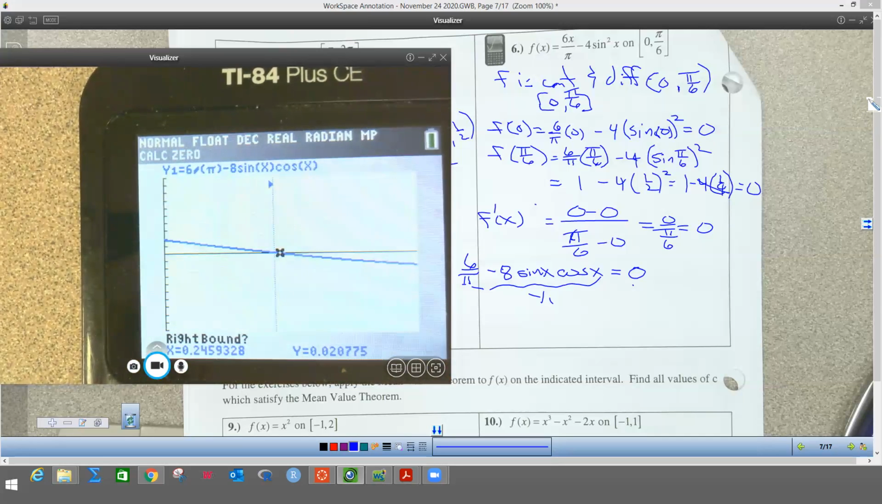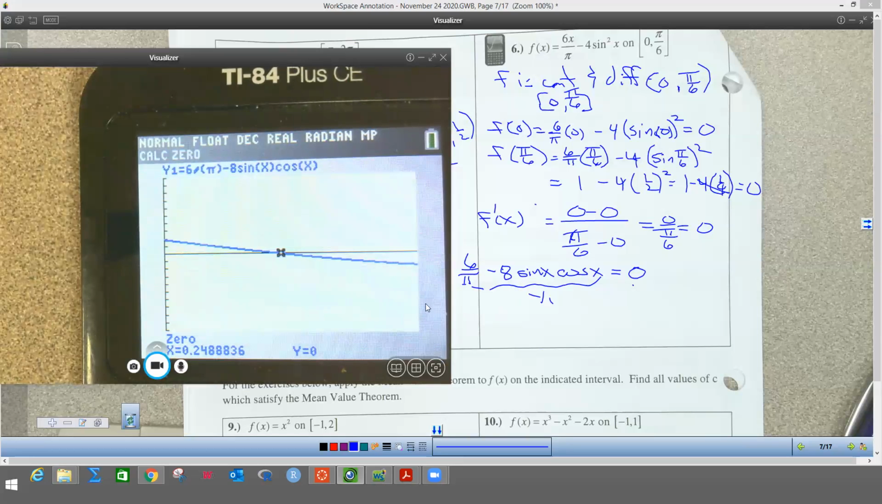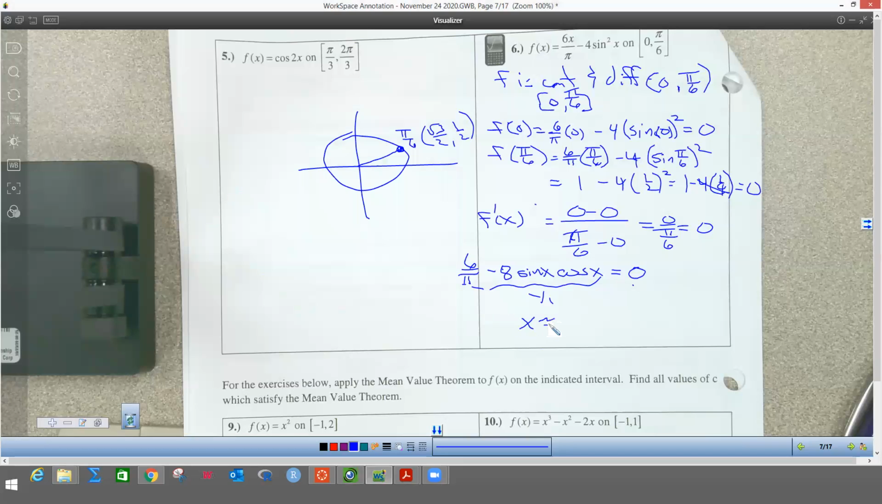Then I got to get a negative. So there it just went to a negative. I'm going to hit enter and enter again. And there's my answer, 0.249. So x is about 0.249 is where this is true. So that is the x coordinate, which we could also call c if you want to use c's in here. So either way is fine. So that is how you do number 6.